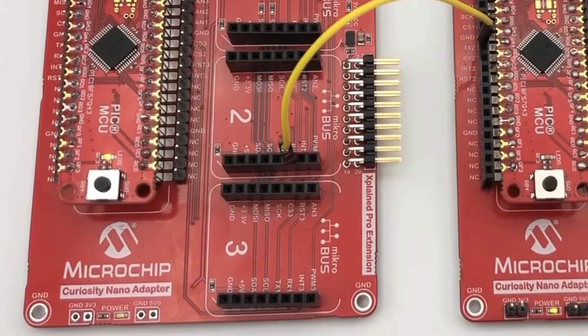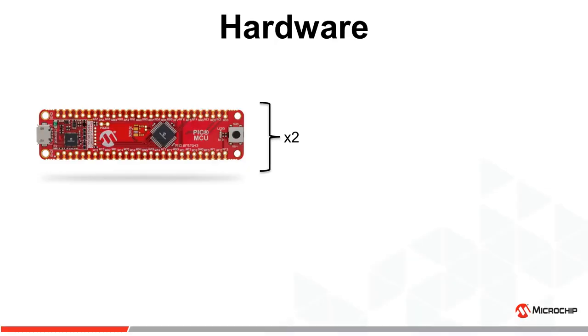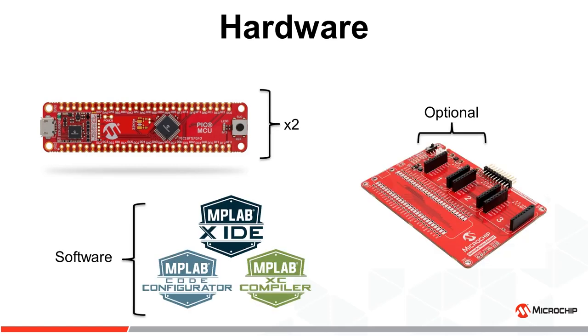Okay, so first off, here's my hardware setup. I'm using two Curiosity Nanos with the PIC18F57Q43 microcontroller and a couple of wires. I'm also using these click baseboards, but a breadboard will do just fine. Links to the hardware and source code used here are in the description below.